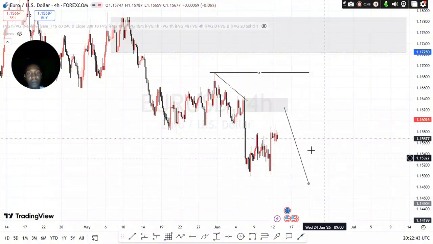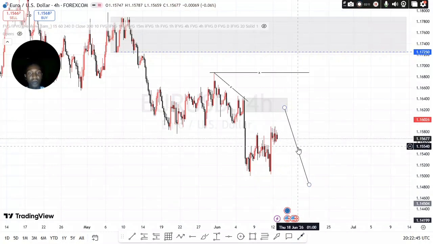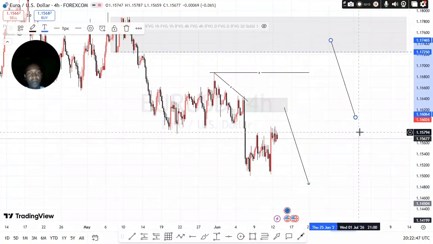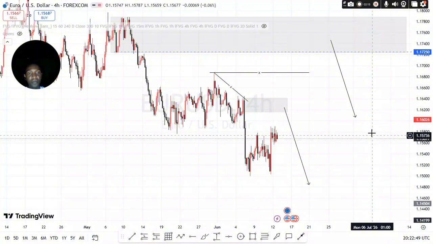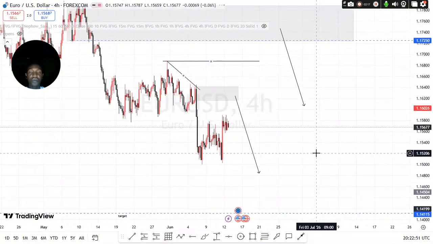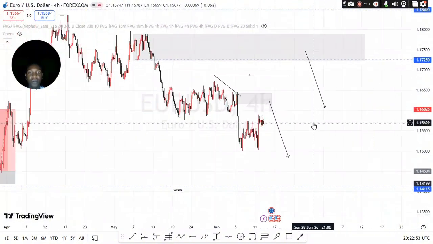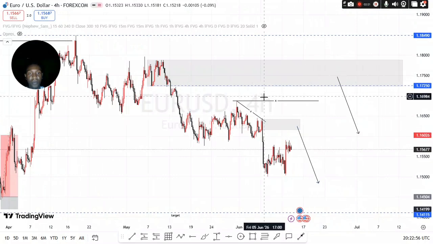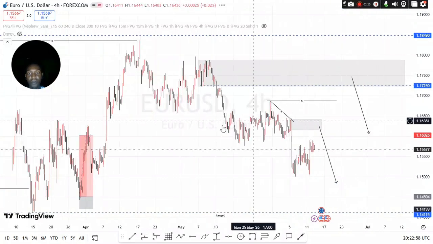Okay. We sell from here, or we wait for it to take out that high and sell from here. So those are the two areas I'm looking for at the moment on EU.